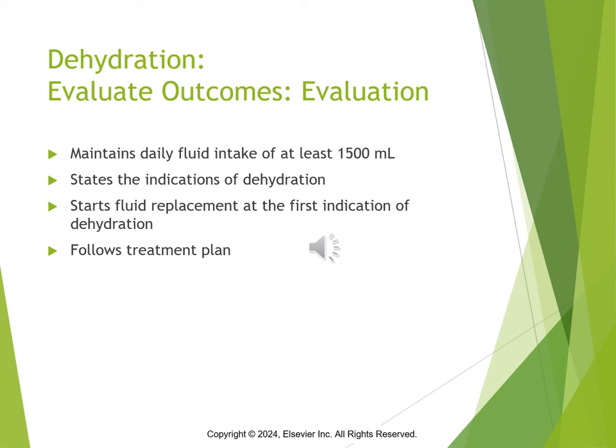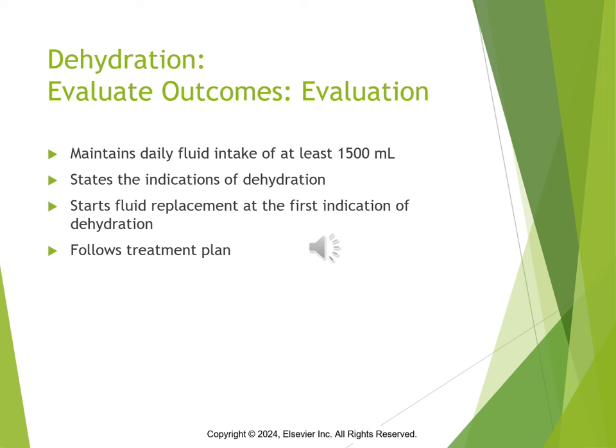Evaluating outcomes, another very crucial part of our clinical judgment model. Always evaluating our patient in response to our interventions. How will we know that they're improving or not improving if we're not evaluating outcomes? So in relation to dehydration, we want to make sure they maintain an intake of 1,500 milliliters. This is a recommendation for your healthy adult, typically those without cardiac or renal disorders. You want to make sure they can maintain a normal blood pressure.